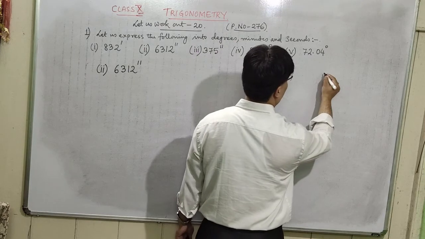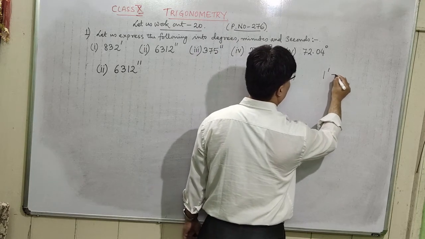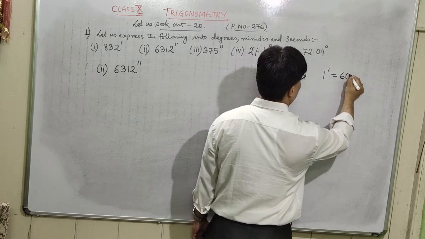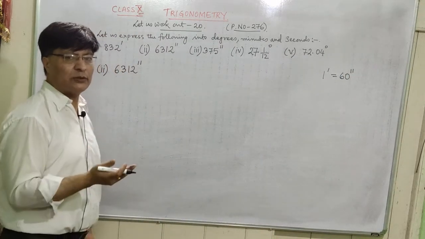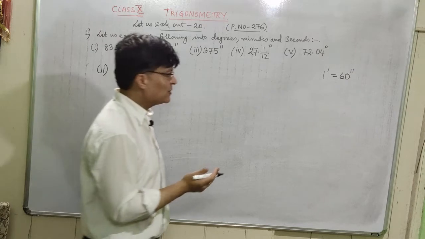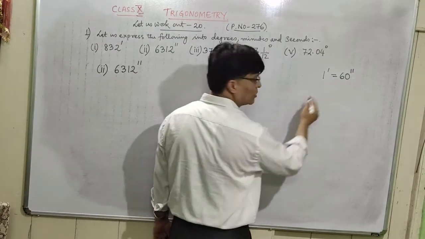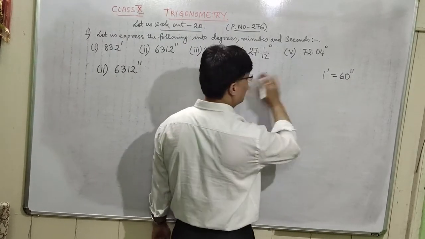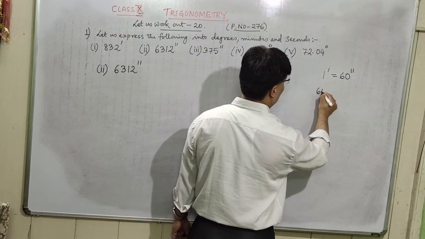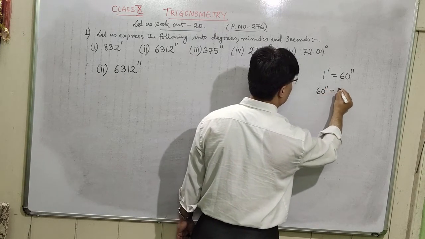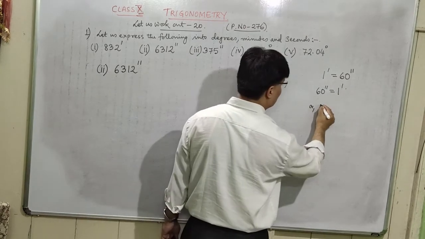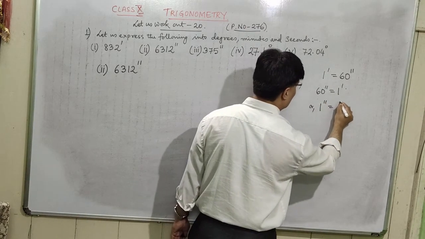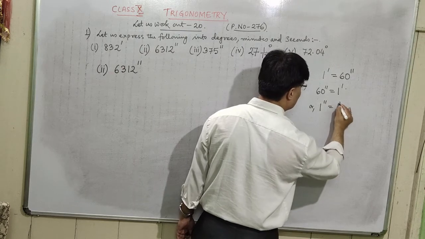You know that 1 minute is equal to 60 seconds. Okay? Now we convert seconds into minutes, so write it the other way around: 60 seconds is equal to 1 minute. Or let us use the unitary method. 1 second is equal to 1 by 60.